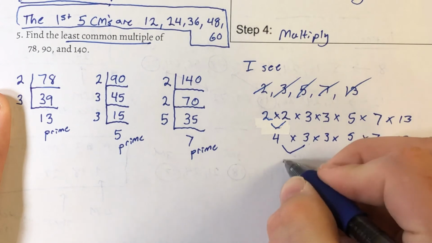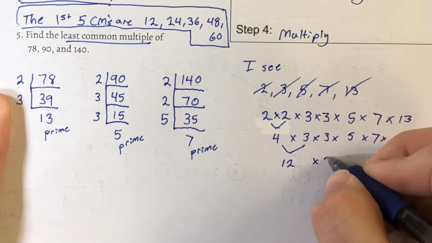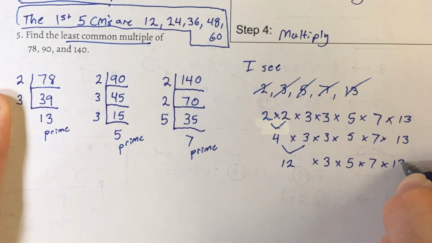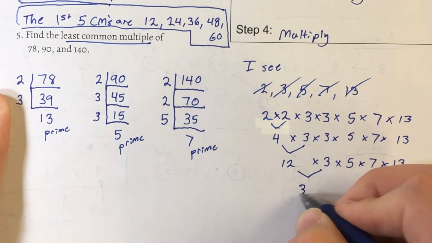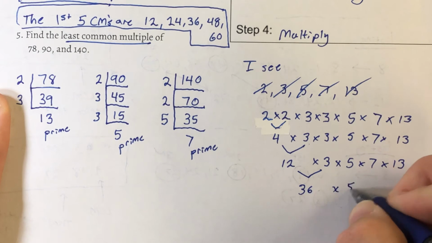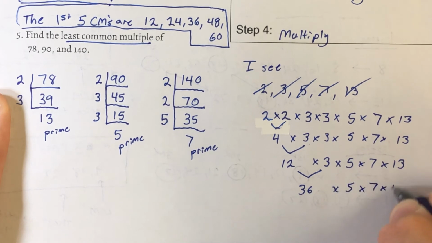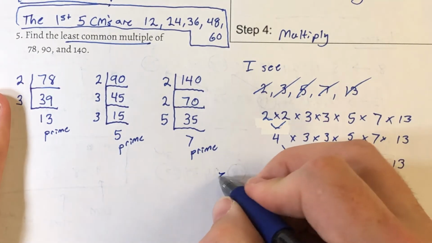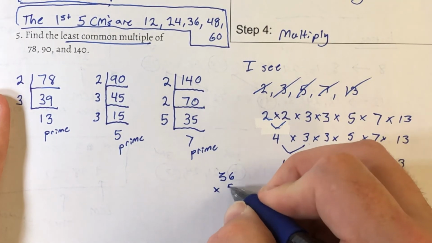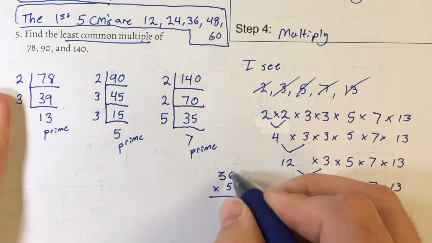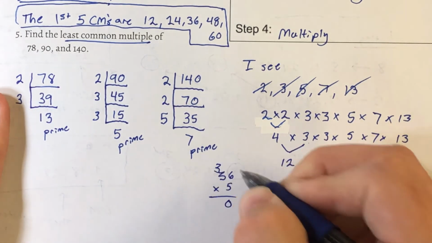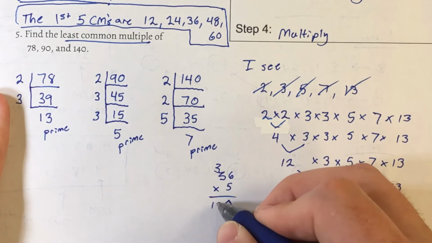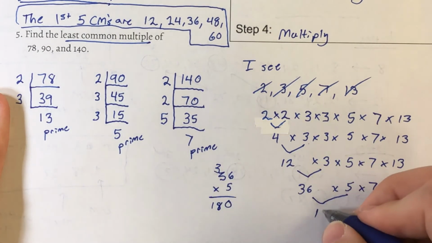Four times 3 is 12. 12 times 3 is 36. 36 times 5 is, well, I don't know. Let's do some work. 36 times 5. 5 times 6 is 30. Write your 0, carry your 3. 5 times 3 is 15, plus 3 is 18. All right, 180.